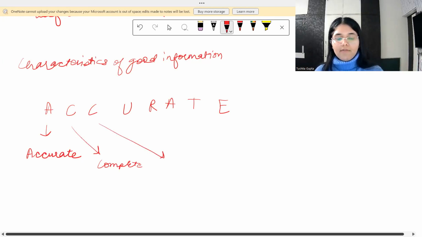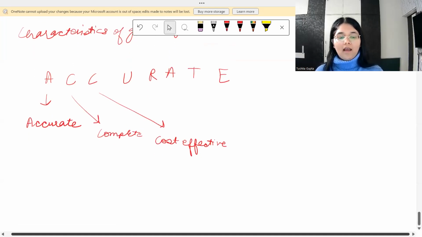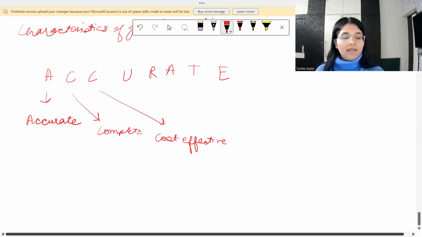Then the second C over here represents cost effective. Let me explain this with the help of an example. Cost effective basically means that the cost I'm incurring to get some information should be lesser than the benefit I'm getting out of it. So perhaps currently my profit out of the Apple business is, let's suppose, $1 million, and I have obtained some sort of information. Nothing in the world comes for free.